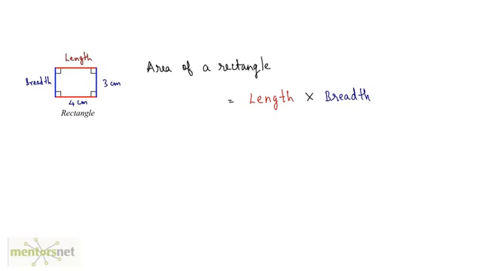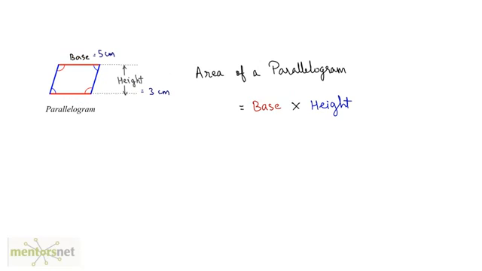Let us move on to a rectangle. The area of a rectangle is just the product of its length and breadth. So the area of this rectangle given here will be 3 times 4, right? So it will be 3 4s are 12 square centimeter. This one's also easy. Let us move on to a parallelogram.